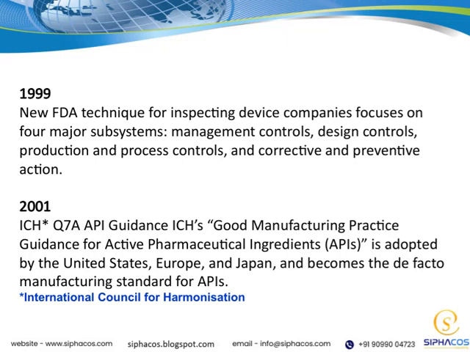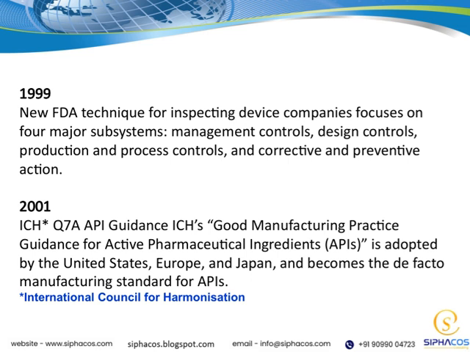In 1999, the FDA introduced a new approach for inspecting device companies, which marked a significant shift in regulatory oversight. Instead of just a surface review, this technique focuses on 4 major subsystems: management controls, design controls, production and process controls, and corrective and preventive actions. These areas are critical because they ensure the quality and safety of medical devices from development through manufacturing.